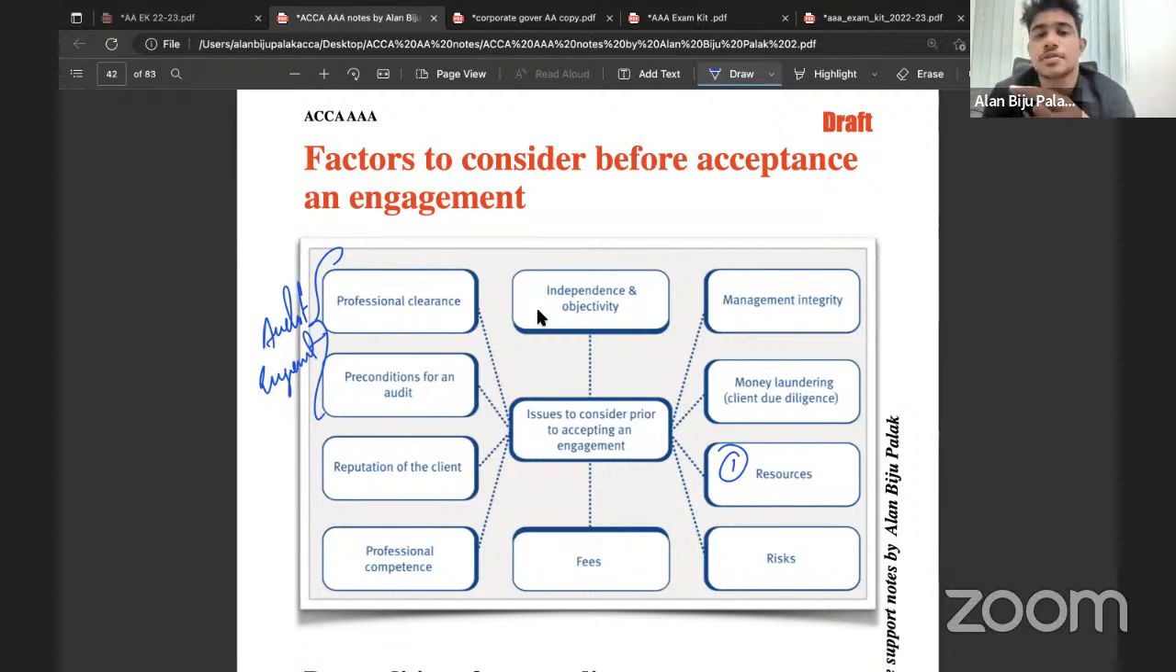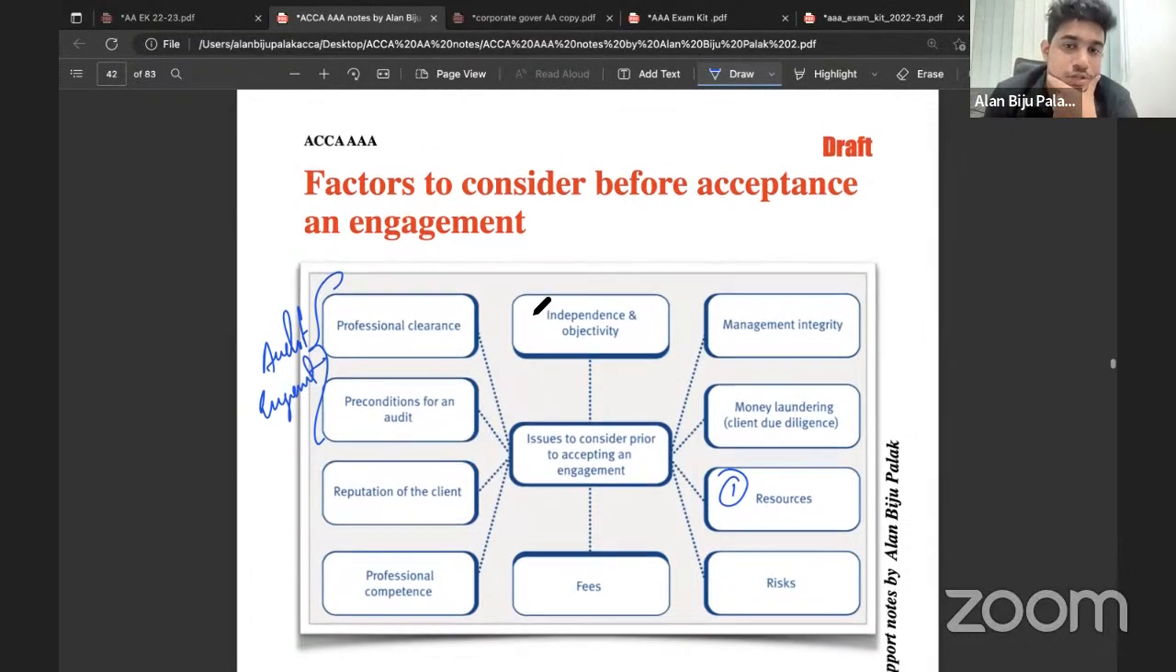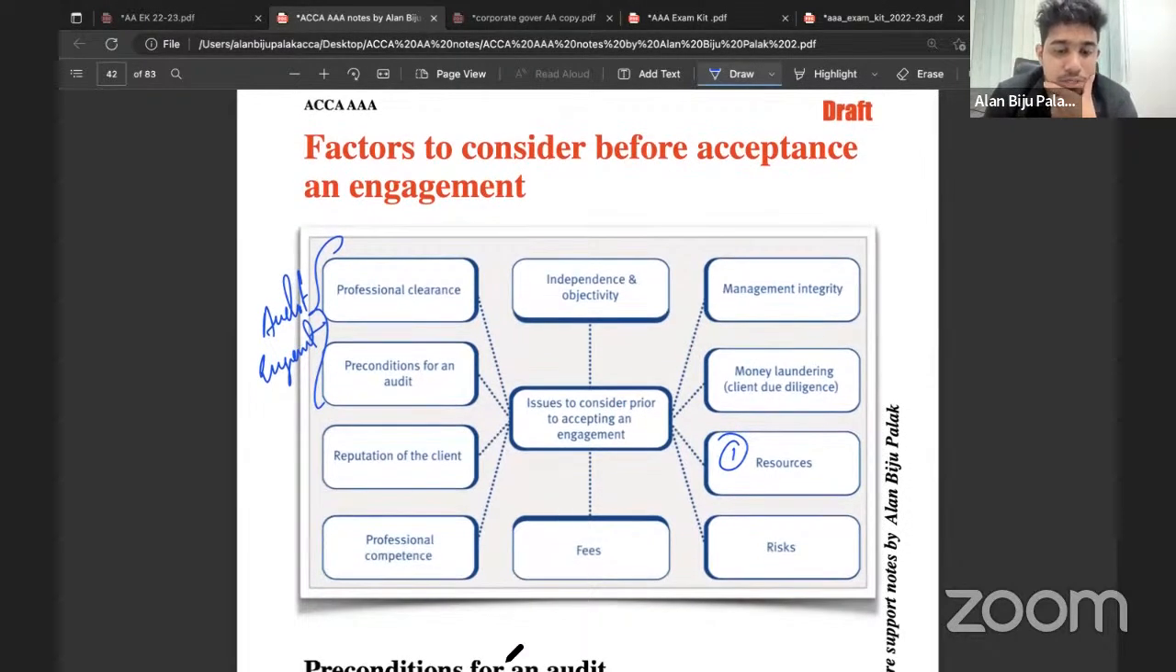But when you write the points in relation to independence and objectivity, ensure that you are writing the clear safeguards as well. And if there is something mentioned in the scenario that might affect the management's integrity, you should consider that. You can also write the points in relation to performing customer due diligence, that you should always consider the possibility of the client performing money laundering activities. And if there is any mere chance that the client might perform money laundering related activities, the auditor should not accept their engagement as part of the due diligence procedure. So these are the factors that need to be considered by the auditor before accepting a client company's engagement.